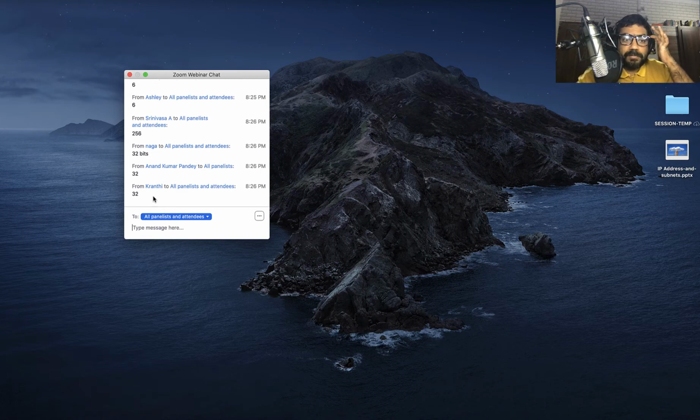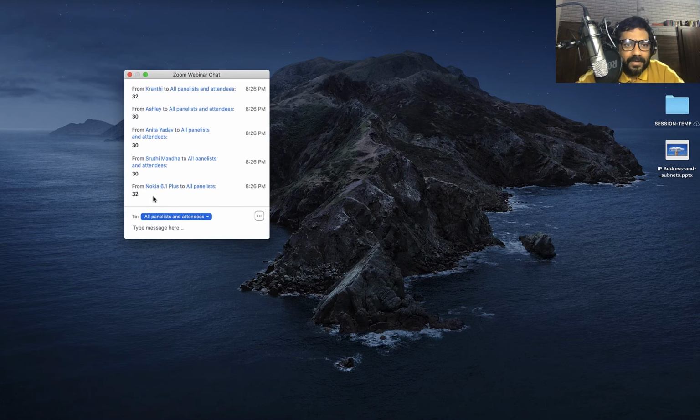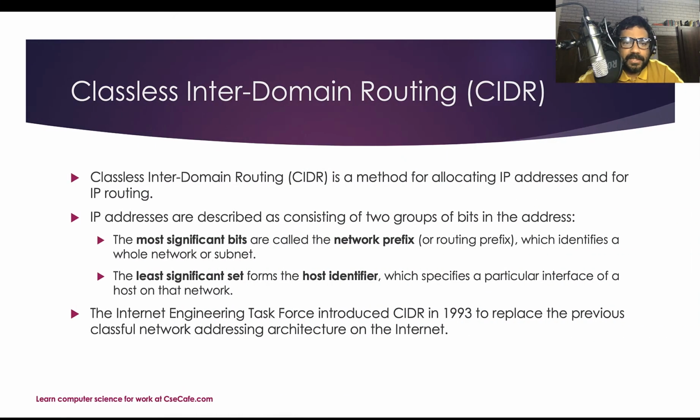If two of those bits are host identifiers, what is the network prefix? Okay, Ashley has given the first correct answer. It is 30. Okay, so in total you have 32 bits, and out of that 2 bits are host identifier. So whatever remaining is the network prefix or network identifier. Clear?